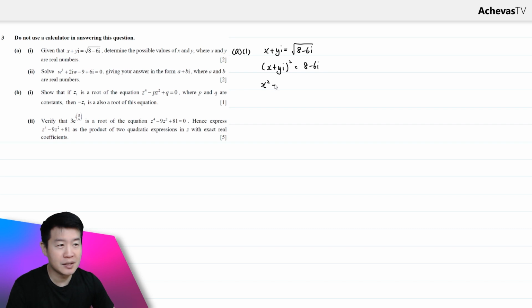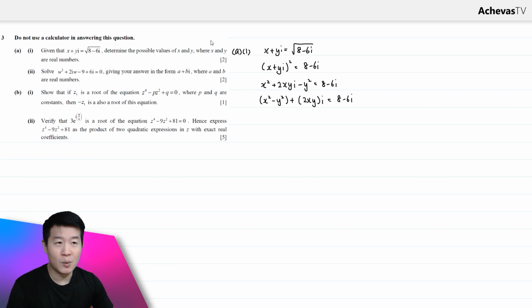This will be x squared plus 2xyi minus y squared. This is equal to 8 minus 6i. So let's try to rearrange this so that it is going to be the real plus i imaginary. Imaginary is going to be this, then i. This is equal to 8 minus 6i. So now we can match the real to the real, the imaginary to the imaginary.